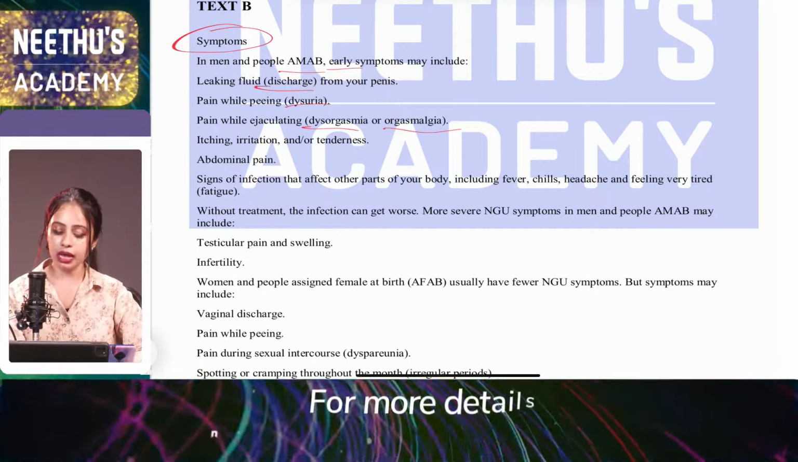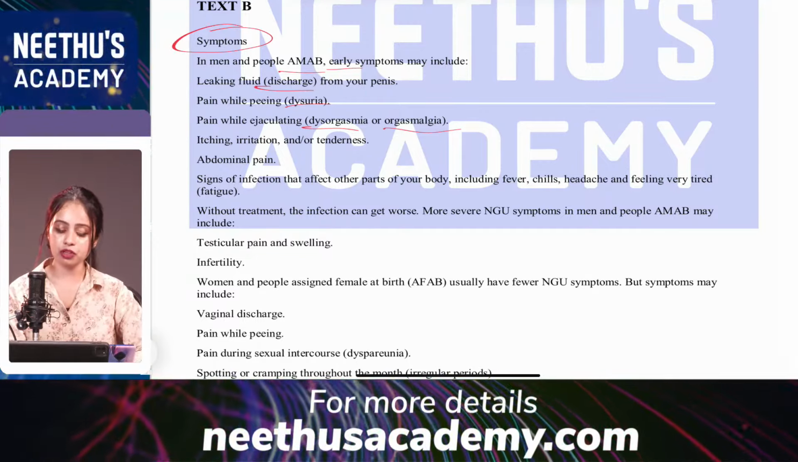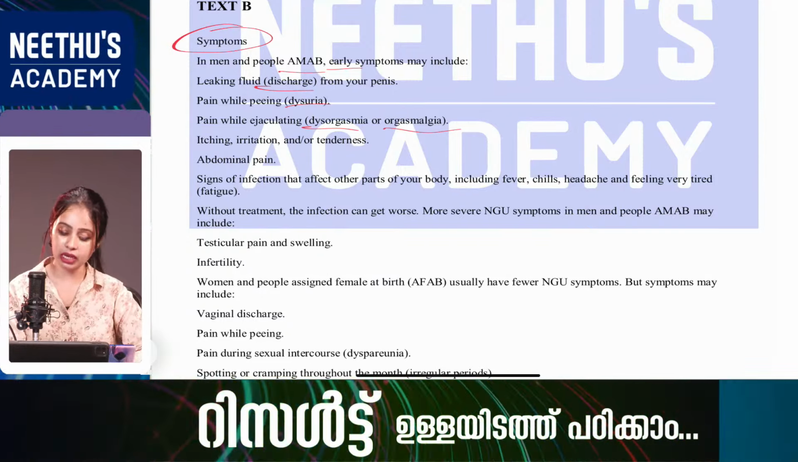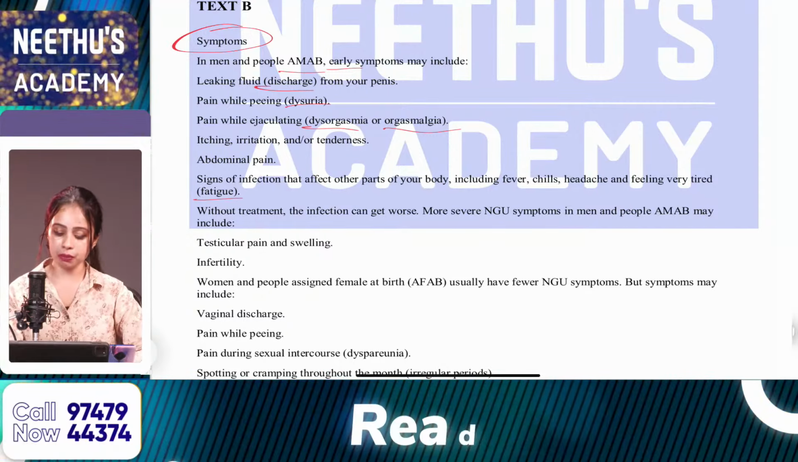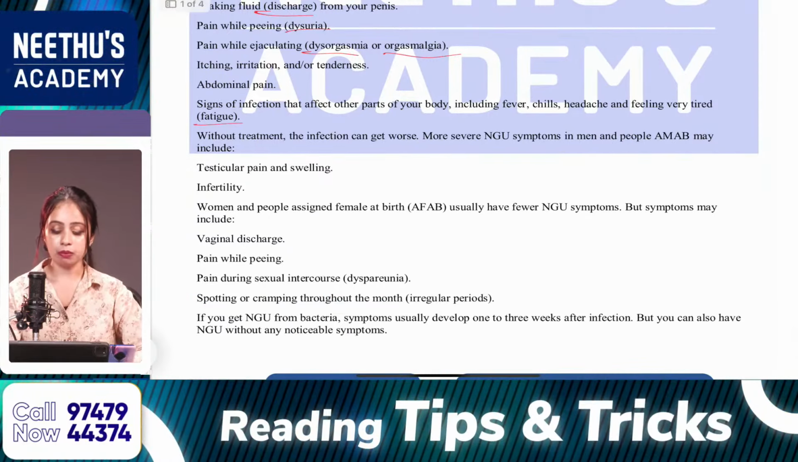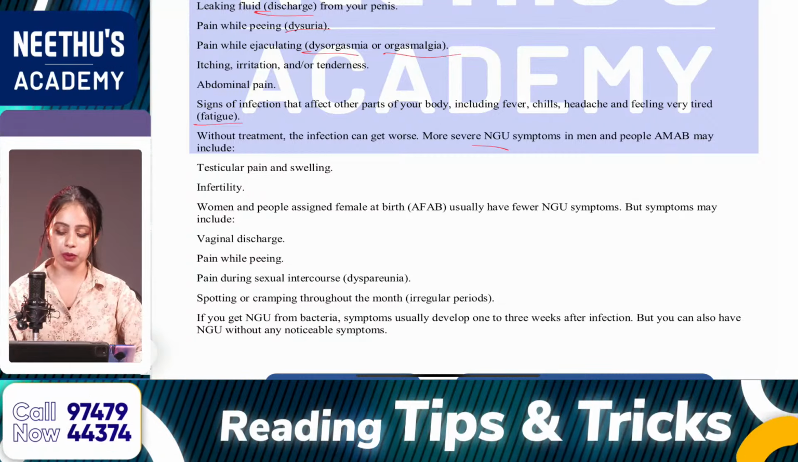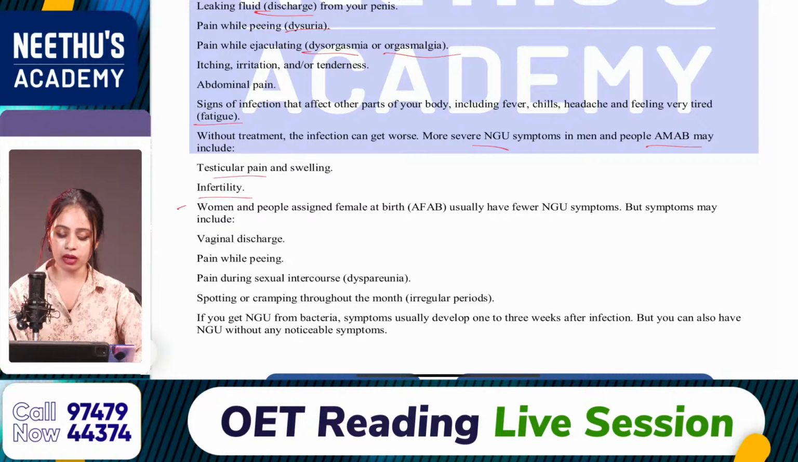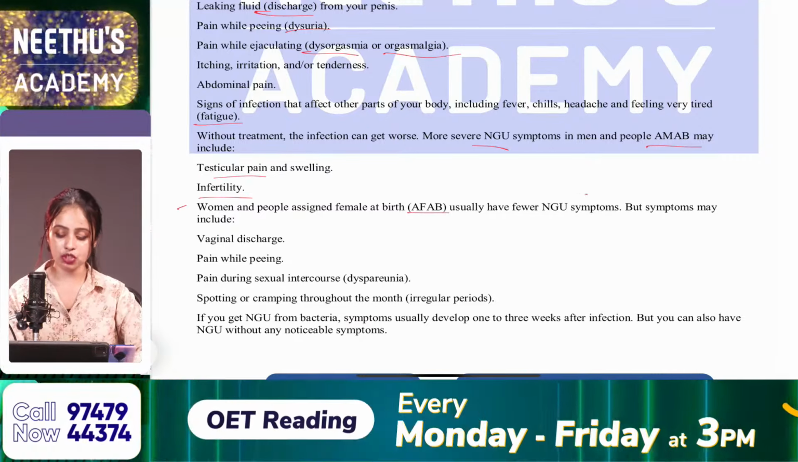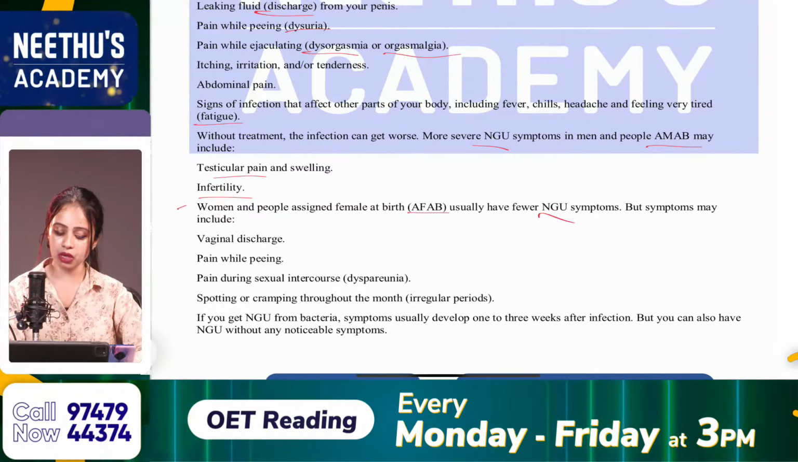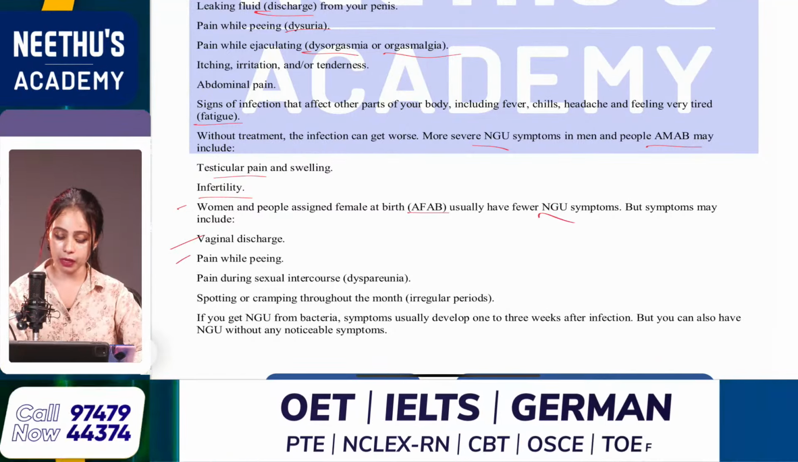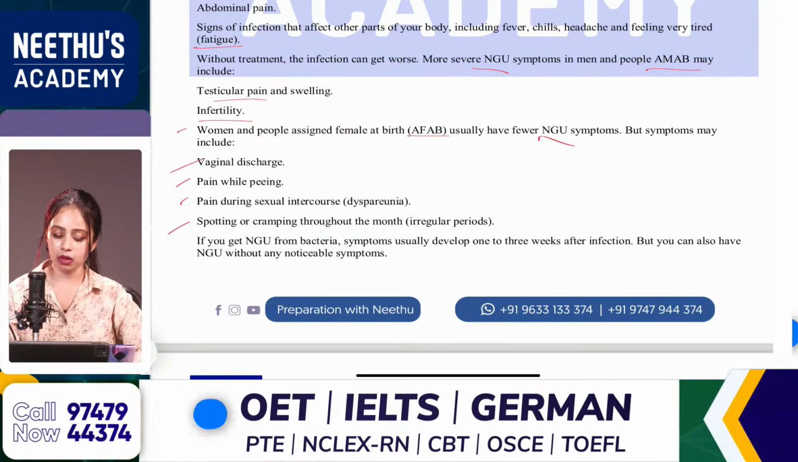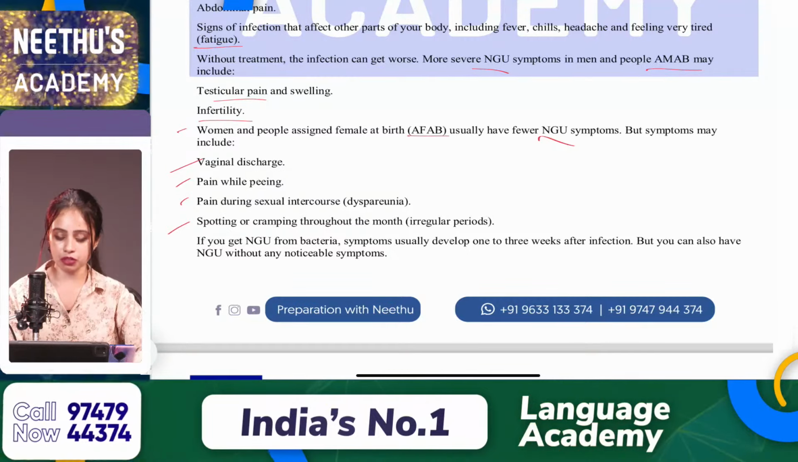Then itching, irritation and or tenderness, abnormal pain, signs of infection that affect other parts of your body, including fever, chills, headache, and feeling very tired, okay, fatigue. Without treatment, the infection can get worse. More severe NGO symptoms in men and people, AMAB, may include testicular pain and swelling, infertility. Then women and people assigned female at birth, AFAB, usually have fewer NGO symptoms, but symptoms may include vaginal discharge, pain while peeing, pain during sexual intercourse, as well as spotting or cramping throughout the month, okay, irregular periods.